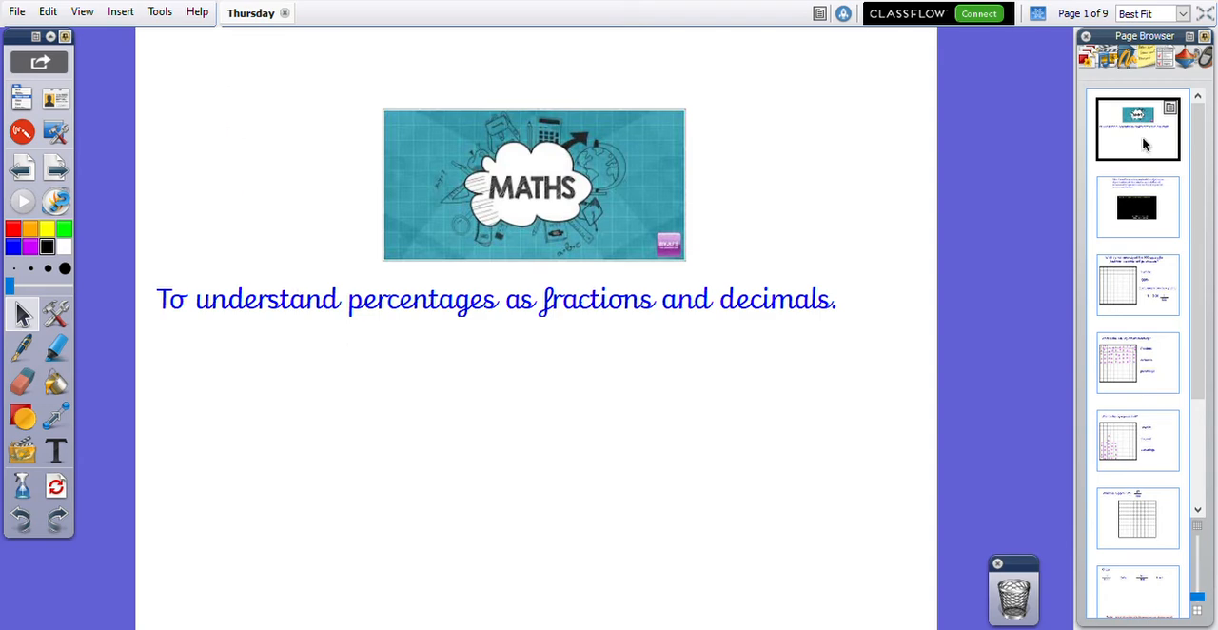Good morning everyone. This morning we are going to be thinking about understanding percentages as fractions and decimals. So we're going to be thinking about what we've learned about fractions, what we've learned about decimals, and what we've learned about percentages so far, and use them all together.